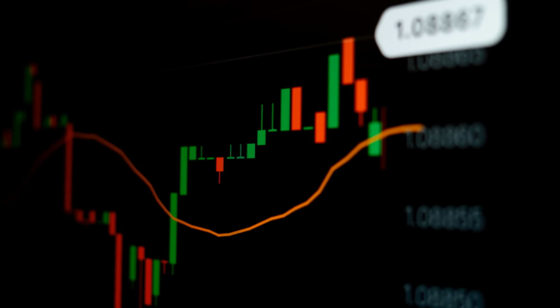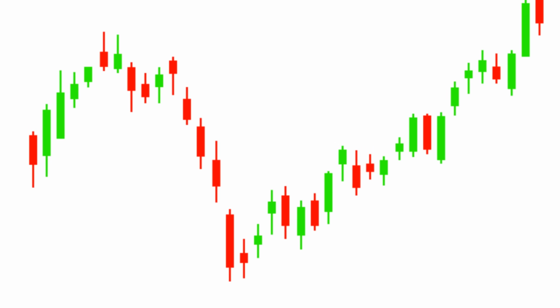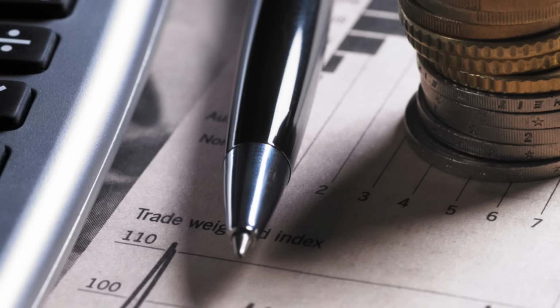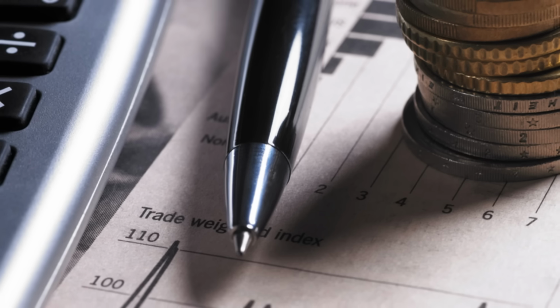Reading crypto market charts might seem like deciphering hieroglyphics at first, but with practice, and a sense of humor, you'll start to see the patterns.